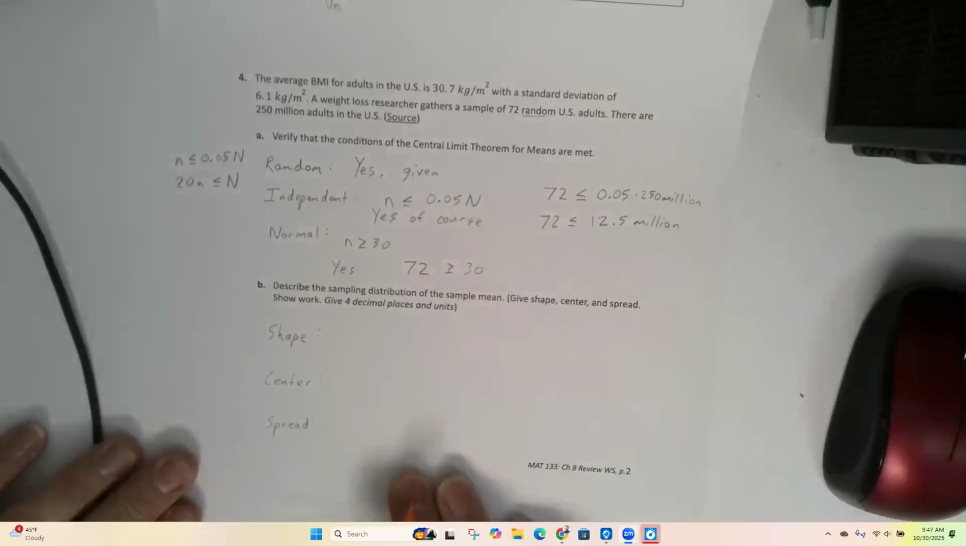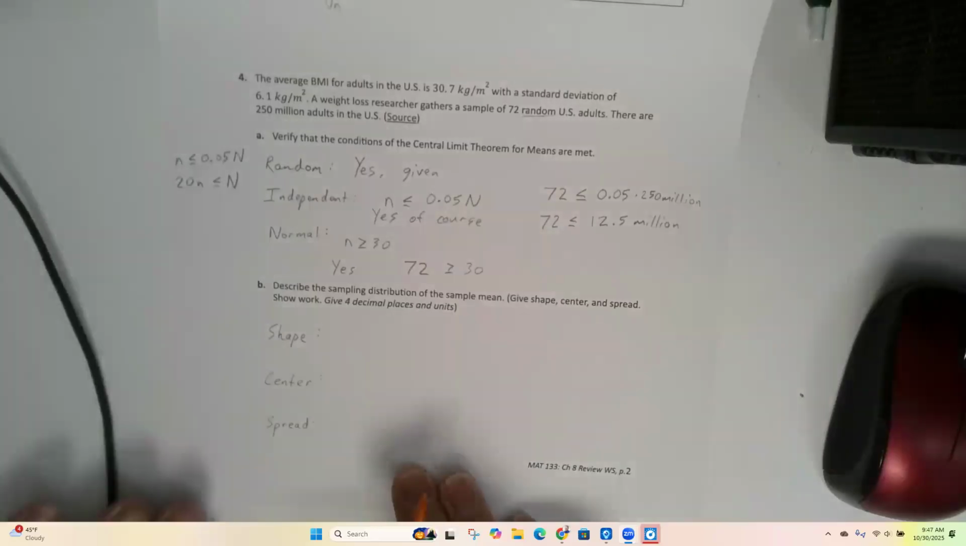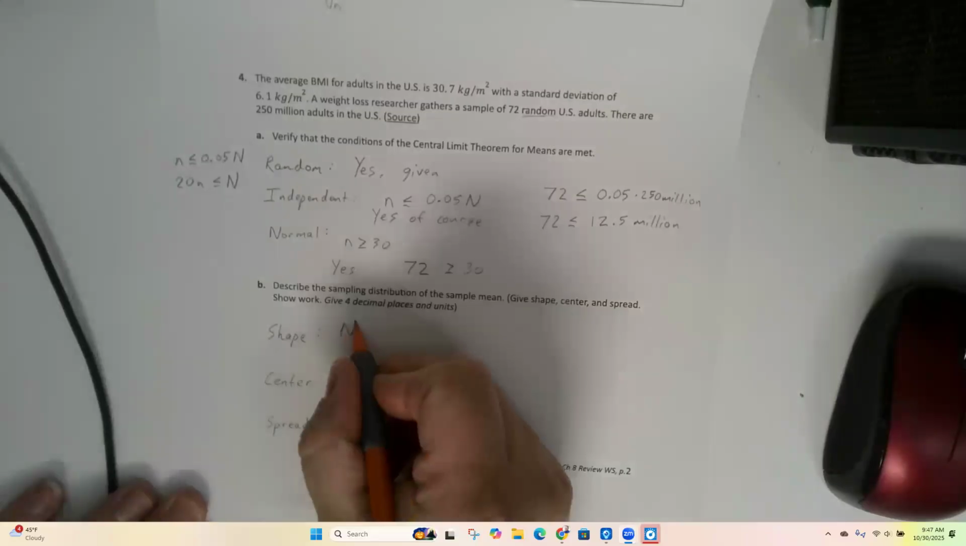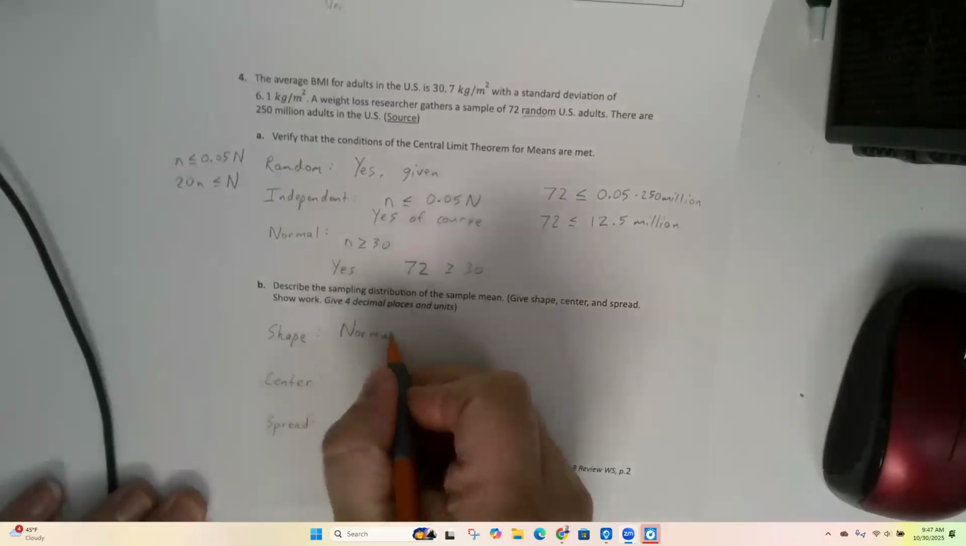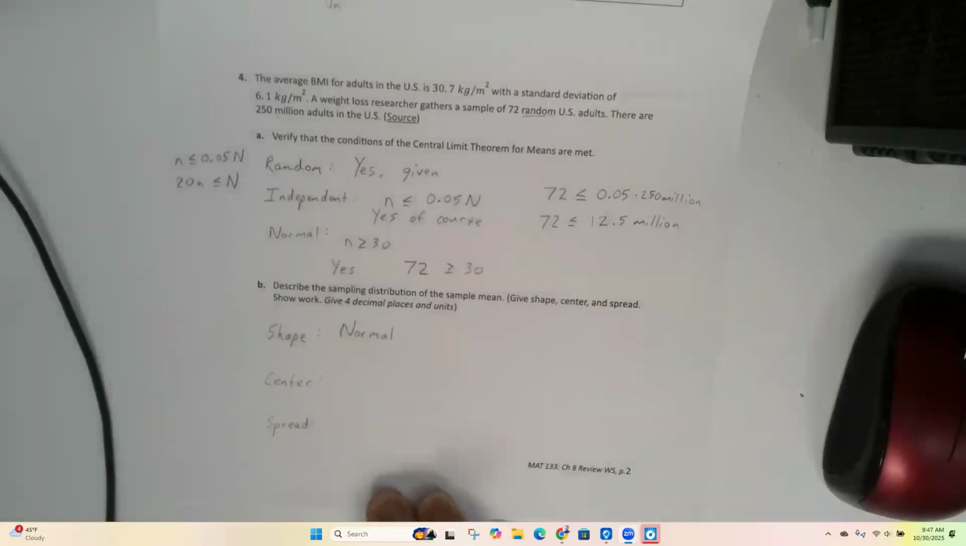So the shape of the distribution is going to be normal. What that means is it's going to look like a bell-shaped curve. It's going to have a tail to the left, and then it's going to go up, and then it's going to have a tail off to the right.